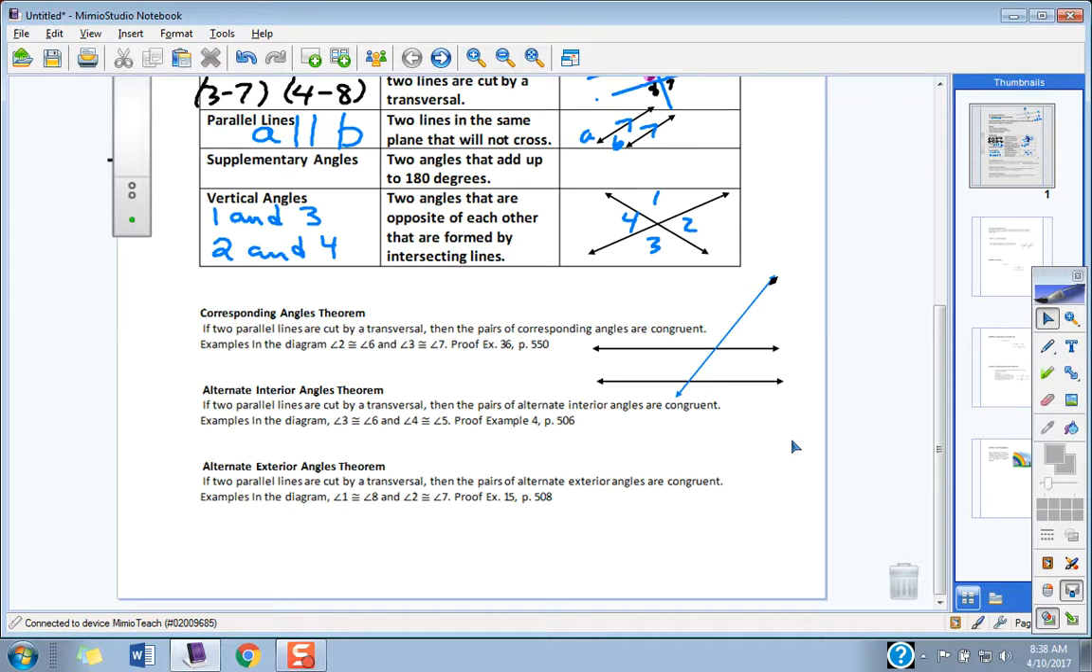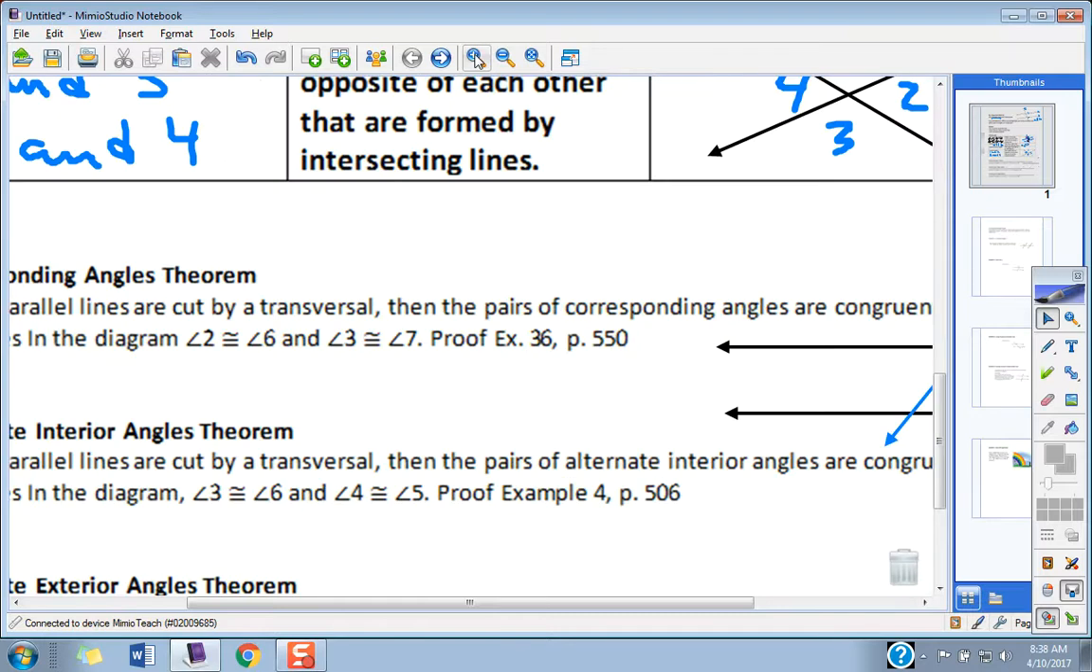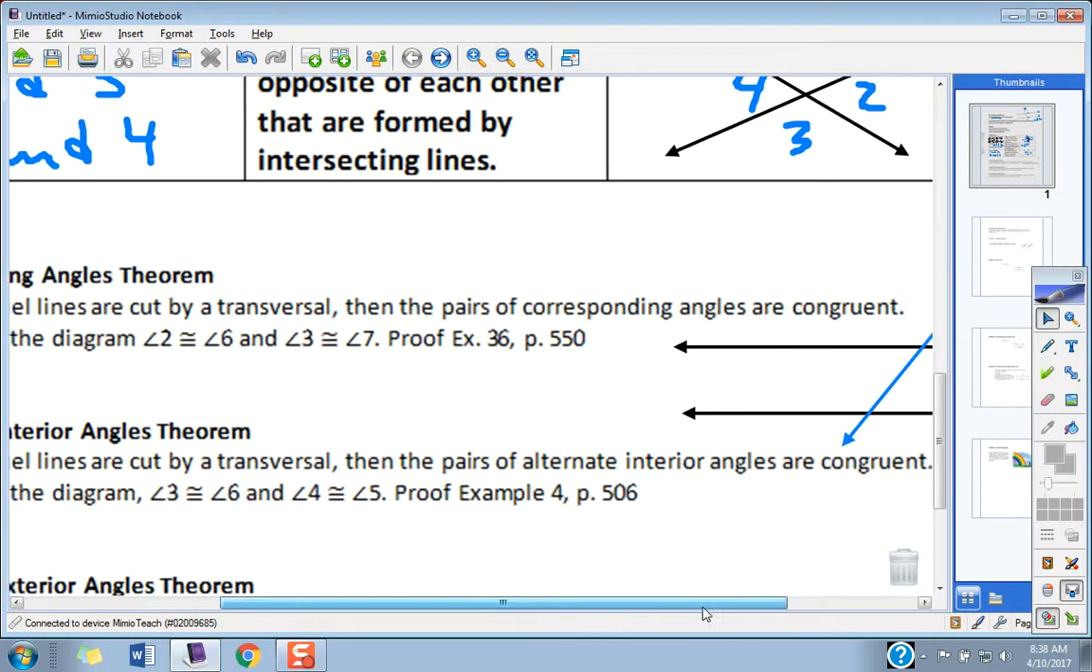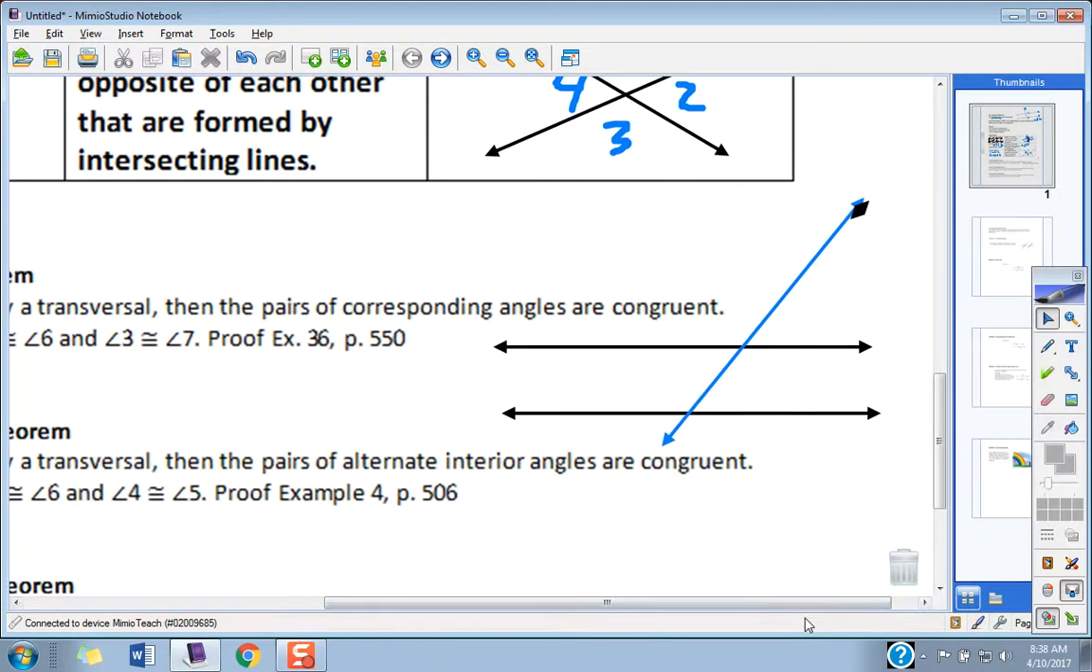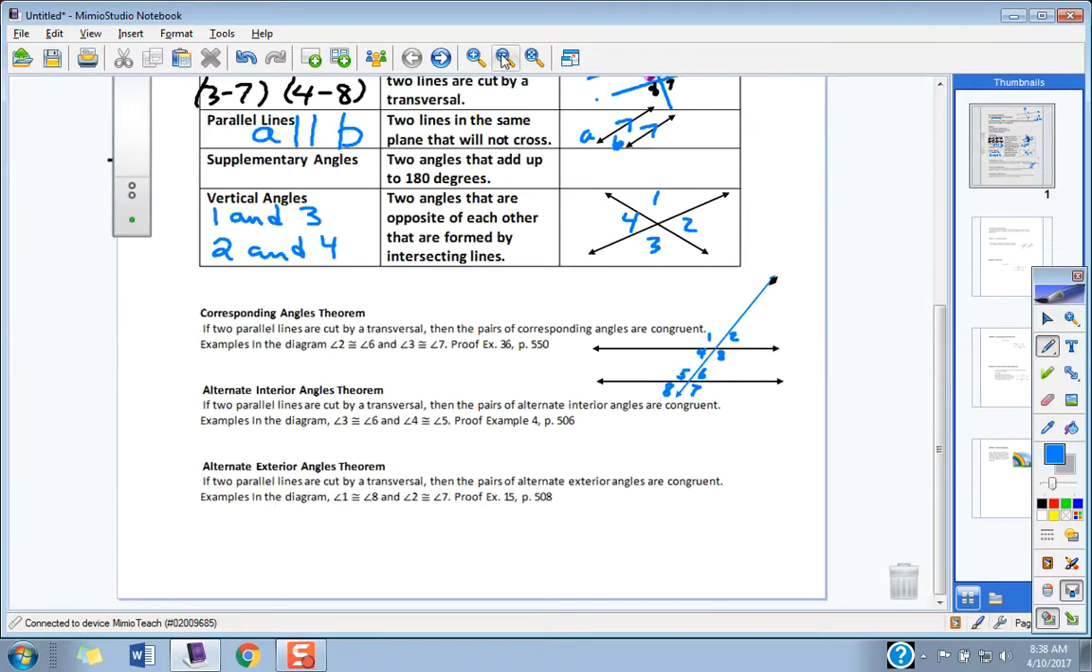Let me draw the diagram this way. Let me blow this up. We're going to use this diagram for all these theorems right here. Okay, first of all, label your angles as I am here: 1, 2, 3, 4, 5, 6, 7, and 8 again. Label them as I have right there. 1, 2, 3, 4, 5, 6, 7, 8. Okay?